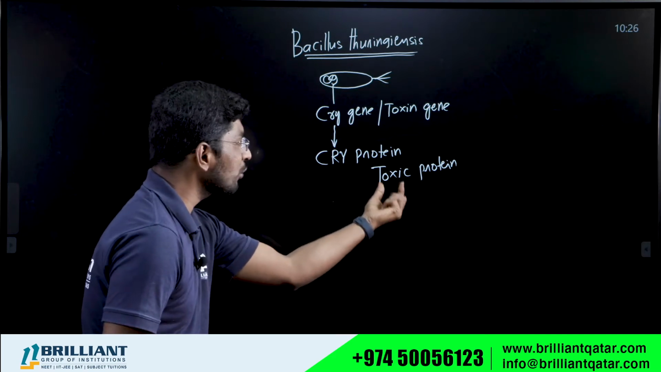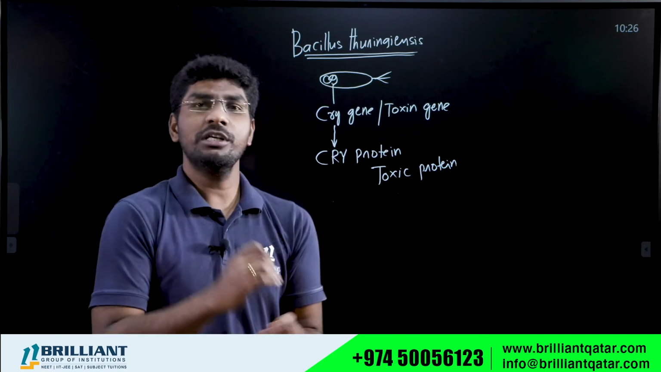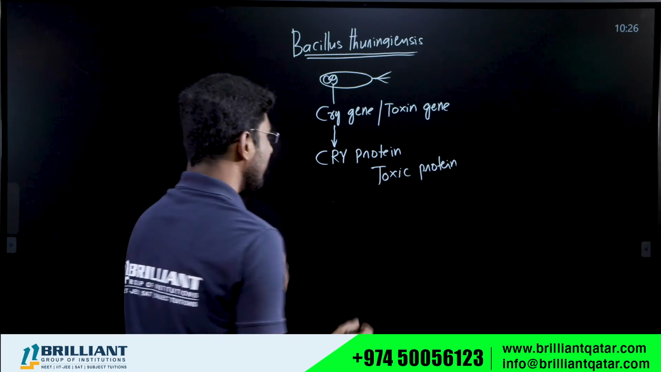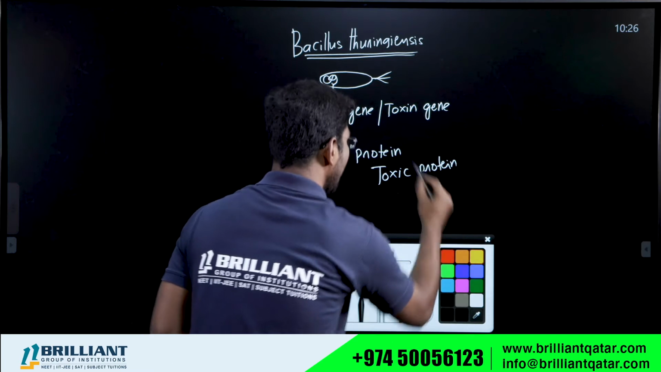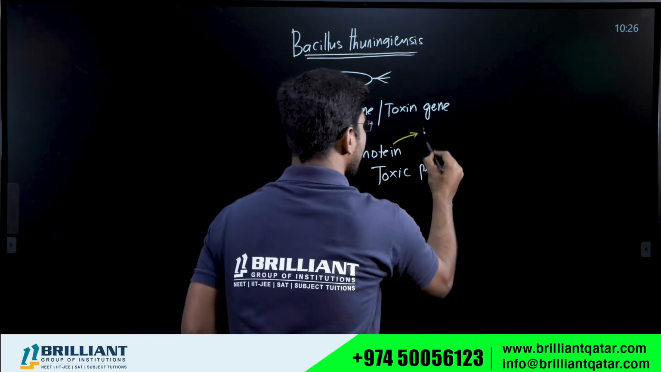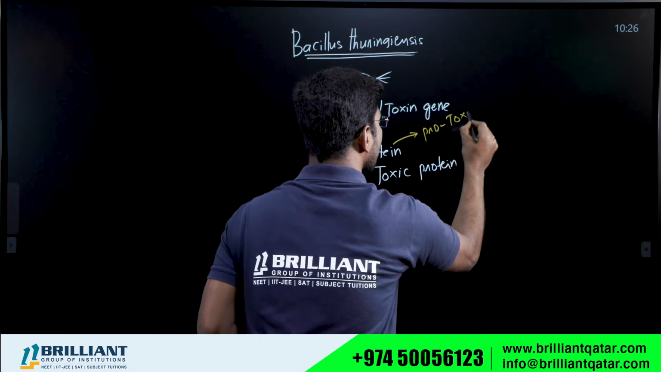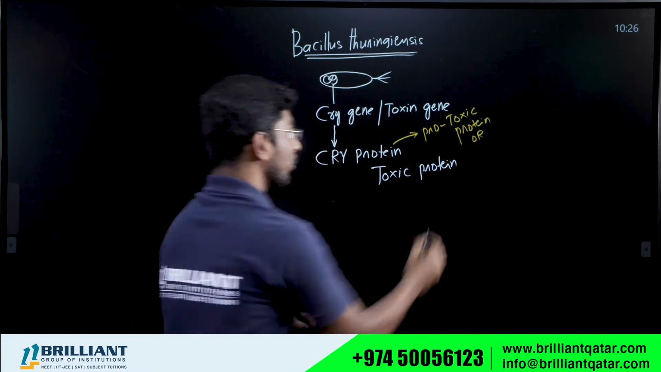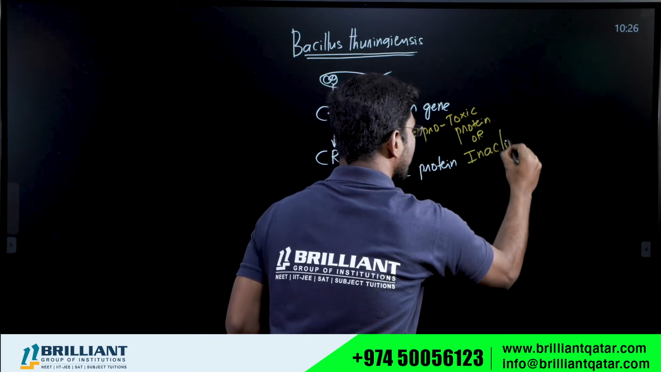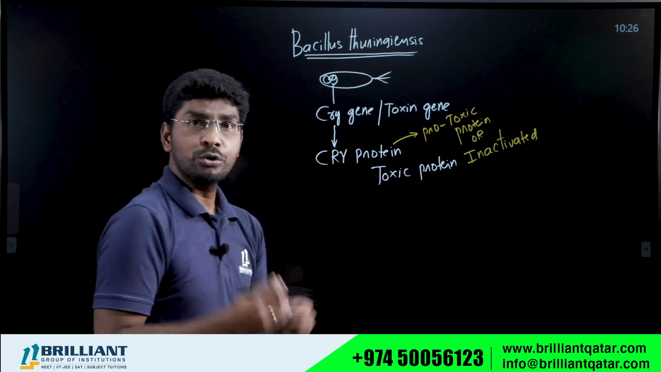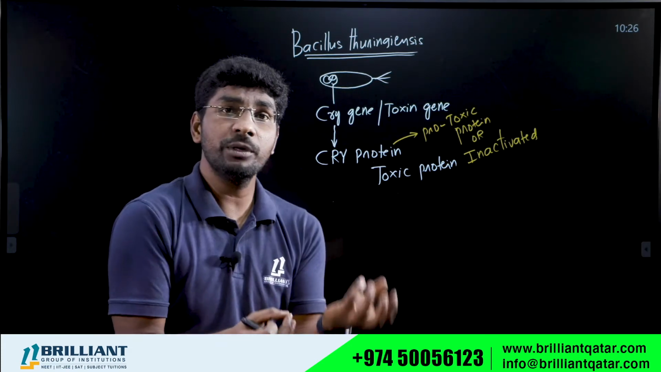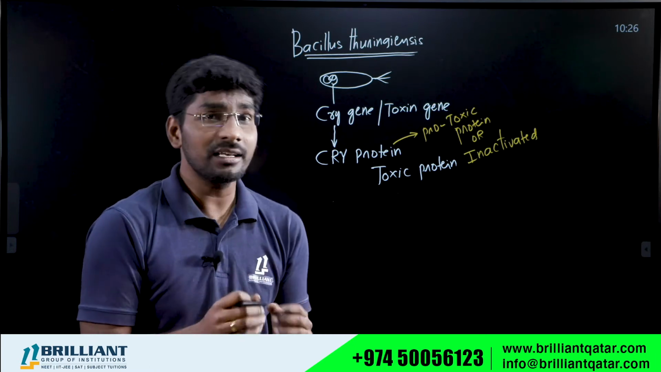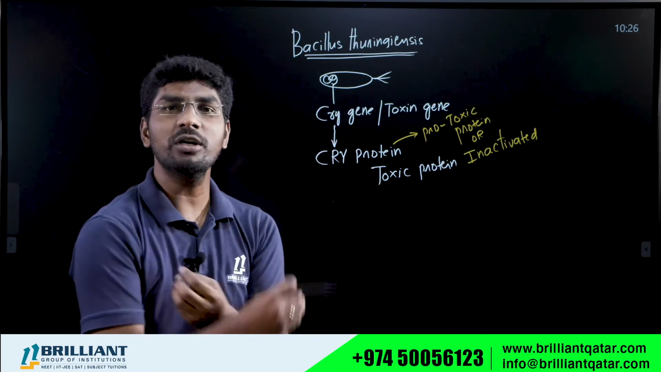So sir, I have a question. Why can't this toxic protein kill the bacteria? Actually students, this protein is secreted in the form of a protoxin. That means an inactivated toxin. Initially this protein is secreted in the bacteria in the form of a protoxic protein, that means an inactivated protein. To convert this inactivated protein to an activated protein, alkaline pH is required. We will come to know that a little later. That alkaline pH is not there in the bacteria, so this protein cannot kill the bacteria.